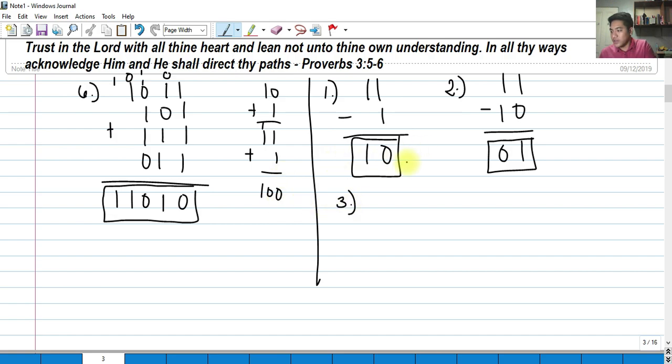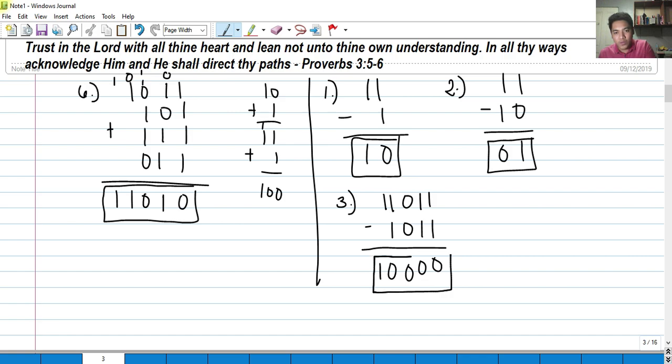Okay, let's try another. So we have 1 1 0 1 1 minus 1 0 0 1 1. We have 1 minus 1, that's 0. 1 minus 1 is 0. 0 minus 0 is 0. 1 minus 1 is 0. And bring down 1 here. So our answer would be 1, 0, 0, 0, 0.